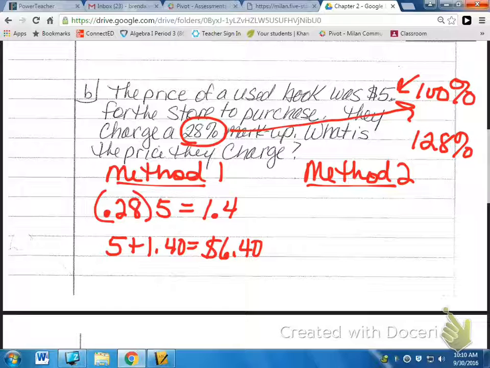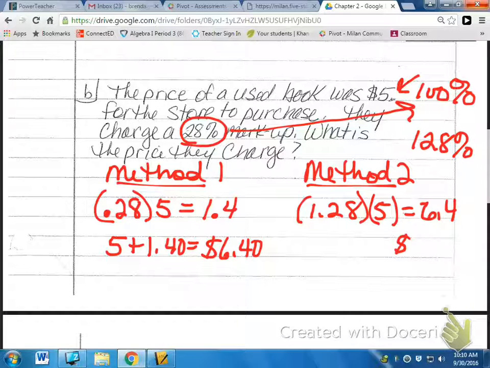Okay. So instead of taking 0.28 times the 5, you would take 1.28 times the 5. And what's going to happen with that is it's going to give you 6.4 right there in one multiplication. So that's a lot slicker and a lot quicker. So $6.40. You get the same answer either way. It's just which method you prefer. I prefer the second way.